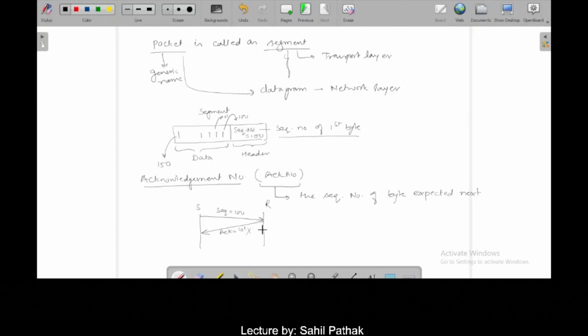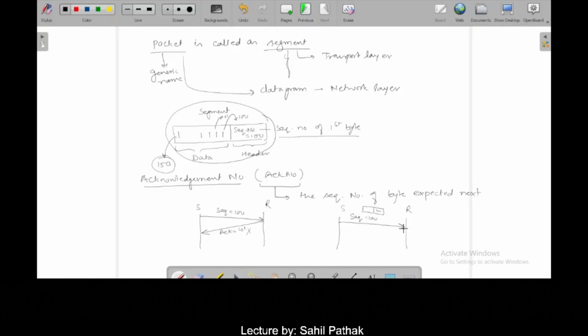So here if I take the above example, that means these whole data bytes are being sent in a single shot, and up to 150 we have sent. Now the receiver is going to expect 151. So we have sent sequence number 100, that means this segment is being sent. Okay, so this segment is sent. Let's say this is the segment with sequence number 100.